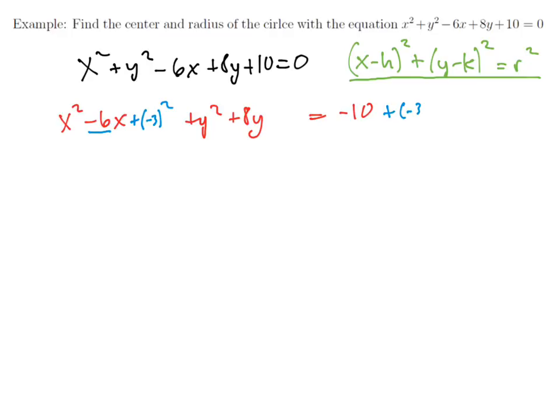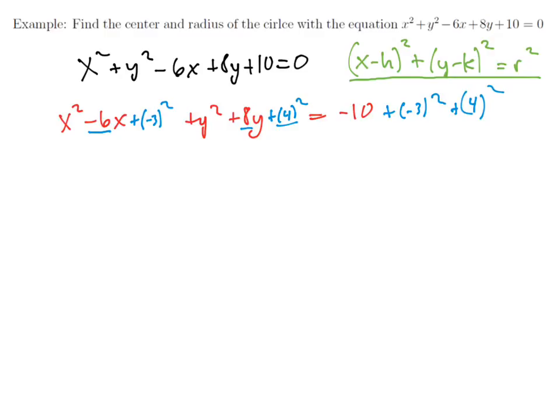I'm going to add negative 3 squared over here. Then to complete the square for the y terms, I take half of 8. Half of 8 is 4. 4 squared is what I write here. And I also need to write it on the right-hand side, because if I add 4 squared to the left-hand side of the equal sign, to keep the equation balanced, I must do it also to the right-hand side.